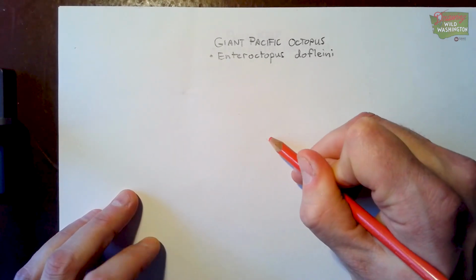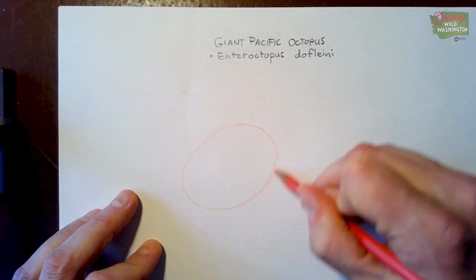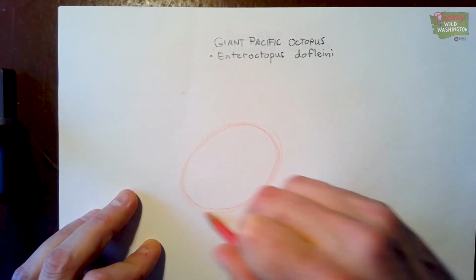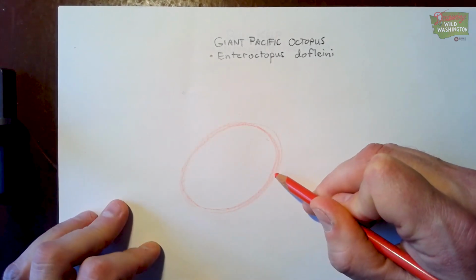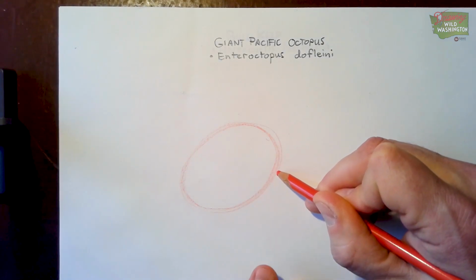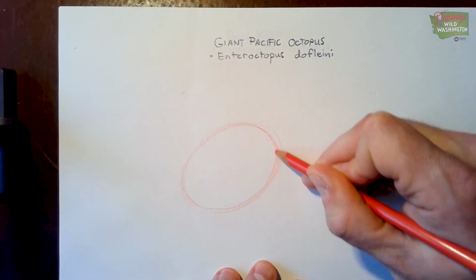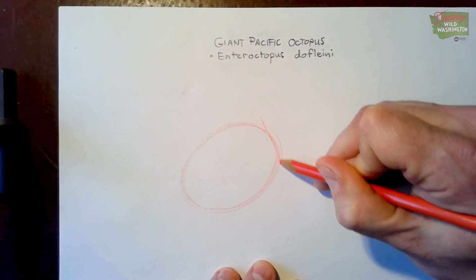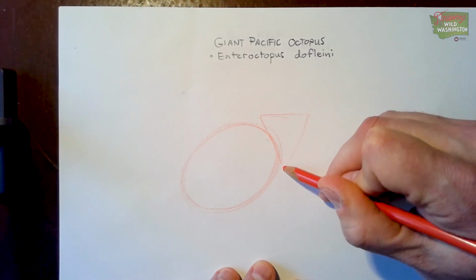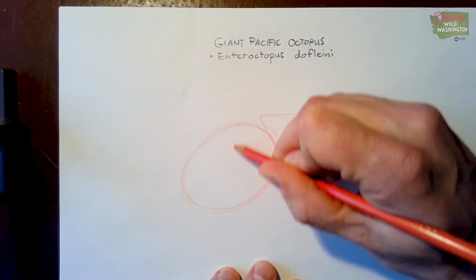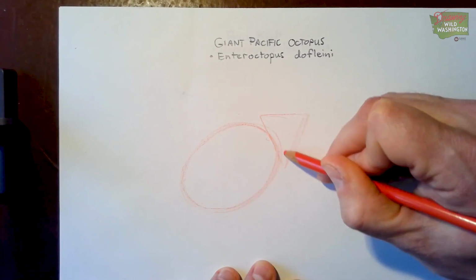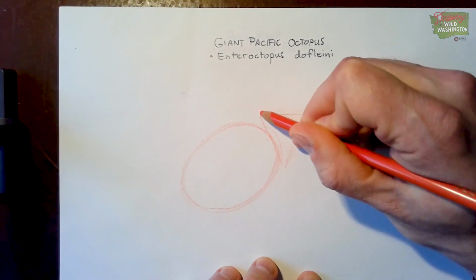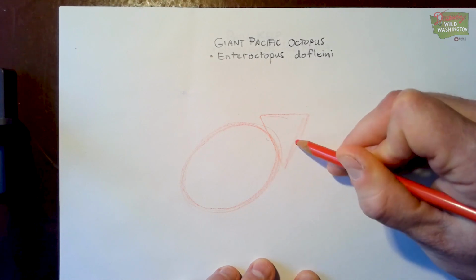While the body of the octopus can assume many different shapes, the most common one is the oval. So we'll start by drawing a fairly large oval in the middle of our page. Then from there we get to the head, so to speak. The head is just going to be kind of a triangle that's maybe a third the size of that oval, and you just stick it onto the top of the oval.